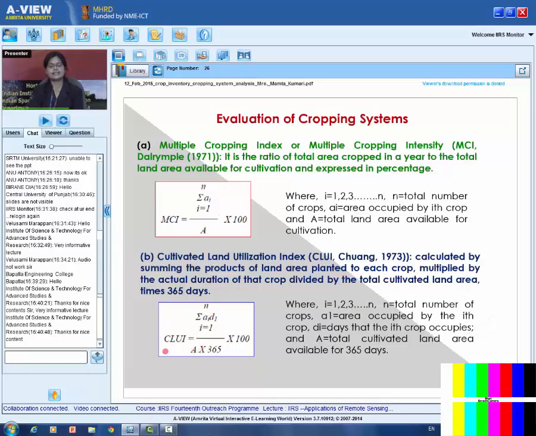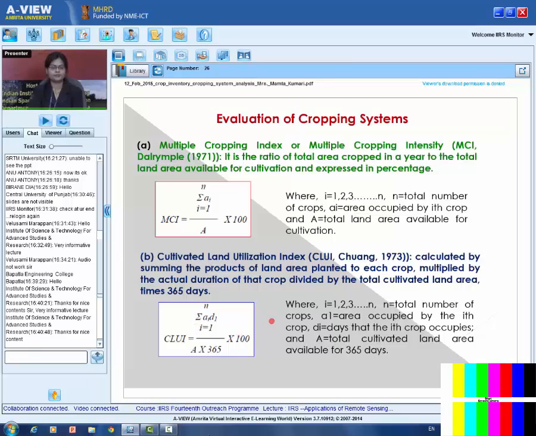Then second is CLUI. CLUI is the product of land area planted to each crop multiplied by the actual duration of that crop, and it is divided by the total land area available multiplied by the number of days in a year, 365.